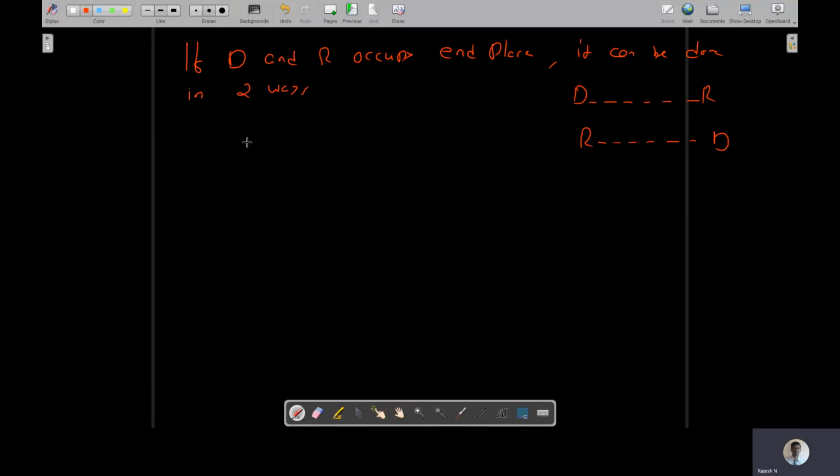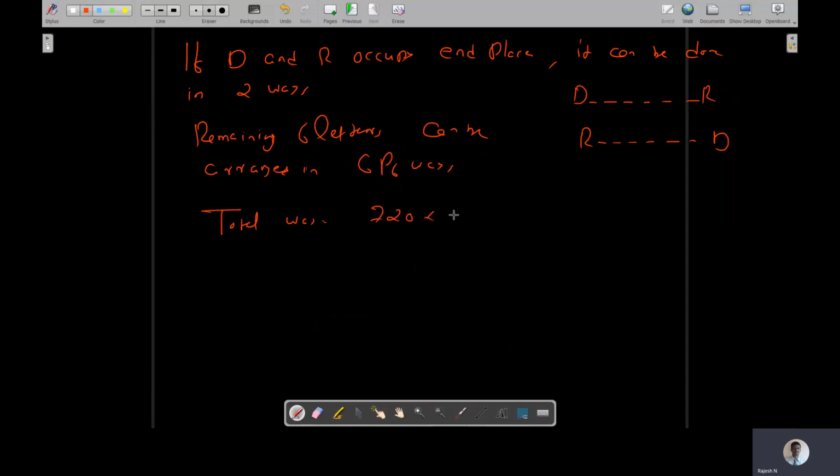It can be done in 2 ways. And the remaining letters, how many are there? 6. The remaining 6 letters can be arranged in 6P6 ways. So the total number of ways, by the fundamental principle of counting, is 6P6, which we already found is 720, into 2. That is 1,440, when the two letters occupy the end places.